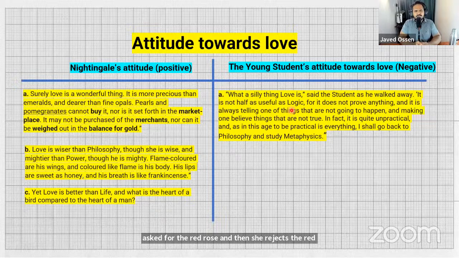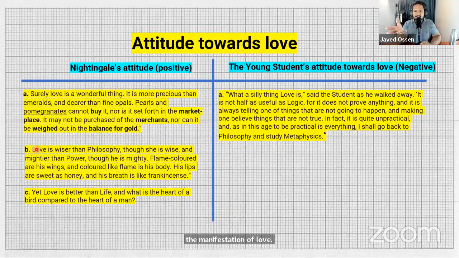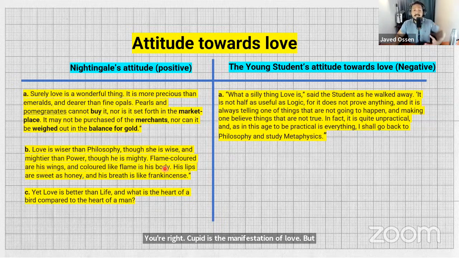Flame-colored. Oh, no, it's not about the Roman god. I think you're talking about Cupid, right? Oh, this is not exactly Cupid. I mean, again, Cupid is the manifestation of love. You're right. Cupid is the manifestation of love. But you can say, she's not wrong, by the way. You can say that it is Cupid. But it is actually personified love. Cupid is the manifestation of love.